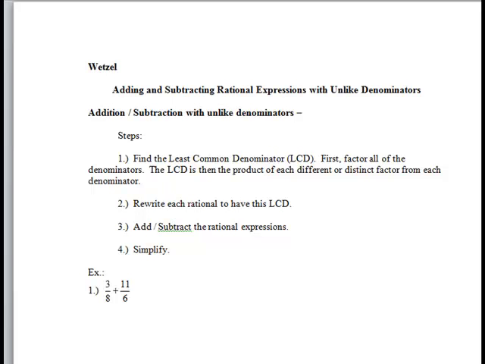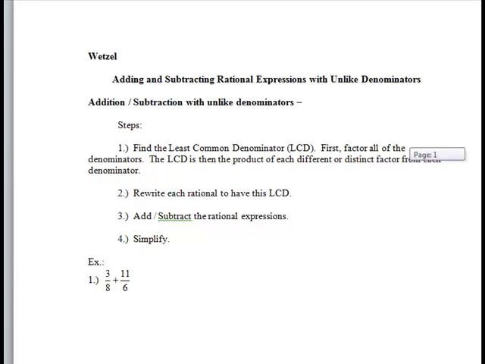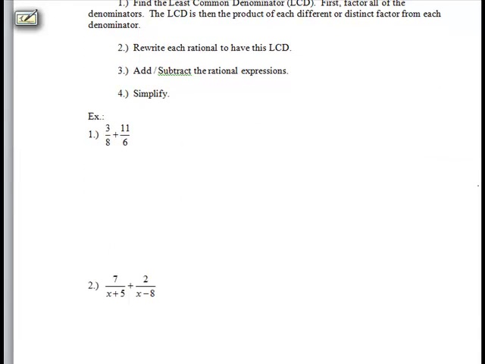However, if the denominators are different, we're going to have to find what's called like denominators, or the least common denominator. A review problem before we jump into irrationals. Example 1, 3/8 plus 11/6. Adding two fractions, obviously the denominators are not the same, so we need to find the least common denominator, the smallest number that both denominators would divide into evenly. The smallest number that both 8 and 6 would divide into evenly is 24.